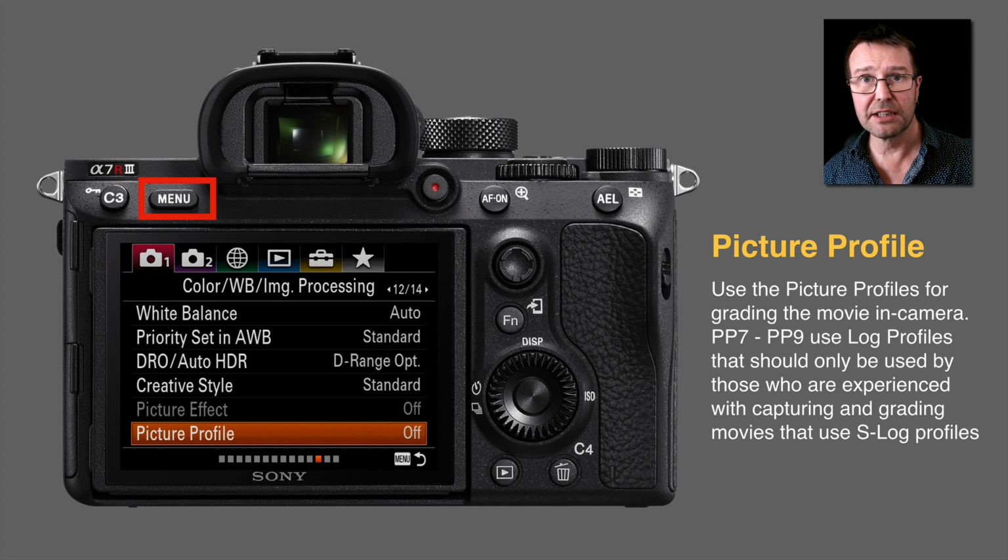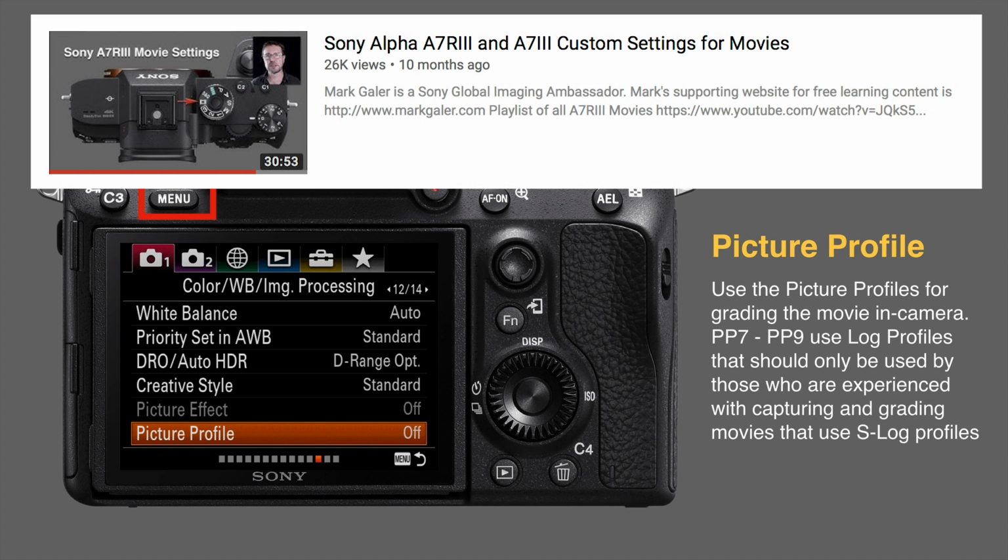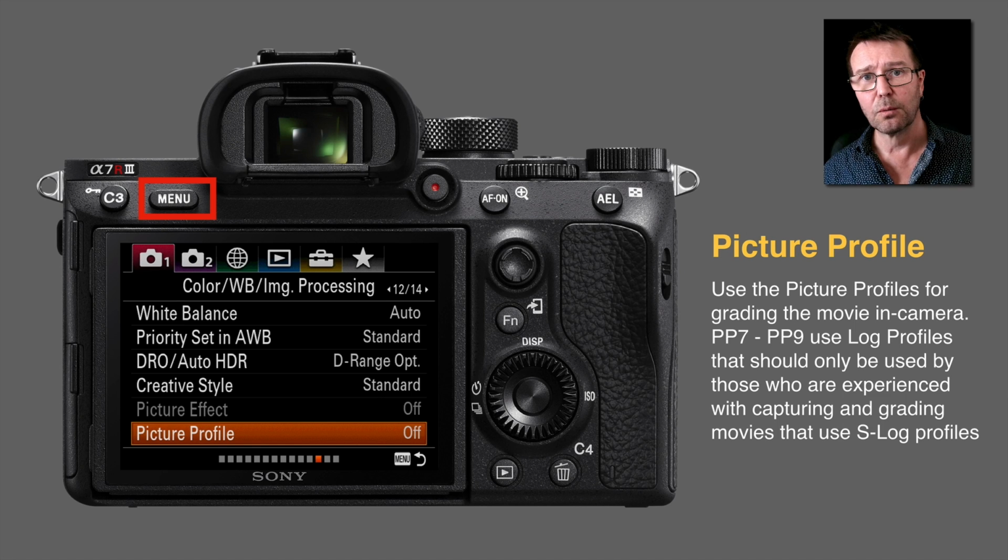For still shooters, it's usually switched off because it has no impact on the raw files. But for movie shooters, you may want to play with those profiles. Now, the first 6 of those profiles, and as we get up to PP6, PP6 is actually a very good profile for recording movies in full sunlight. It will slow down the risk of you overexposing the highlights.